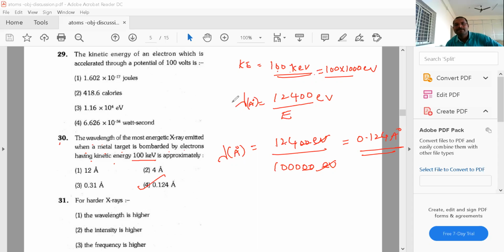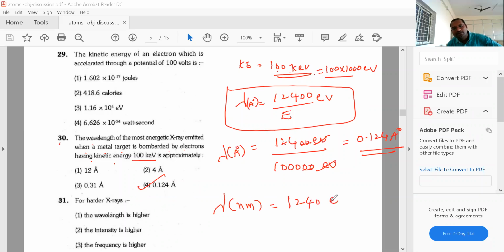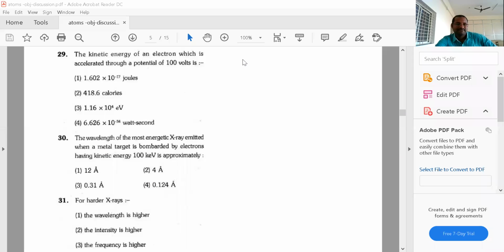Got it, students? You need to remember this. When you want wavelength in angstrom, this is the formula. When you want wavelength in nanometer, the formula is 1240 electron volt upon energy. Here the energy should be in electron volt, then only you can cancel. Sometimes they will give energy in joules, and you need to convert into electron volt. Be careful with those conversions. So for the 30th, option 4 is the right answer.